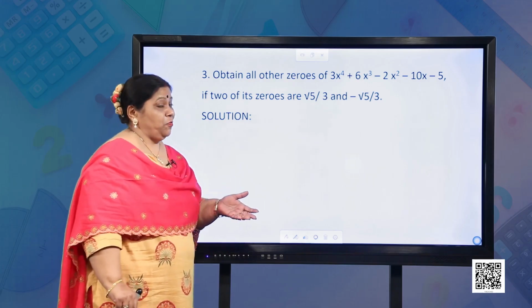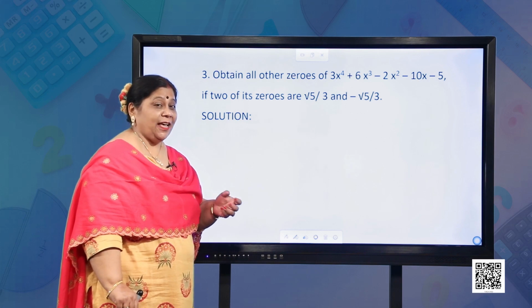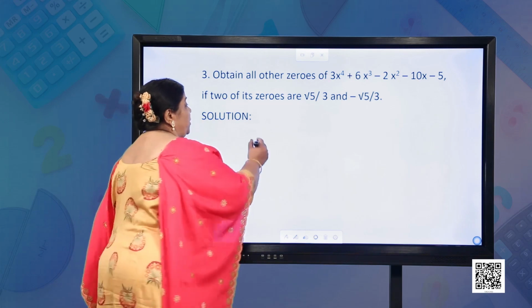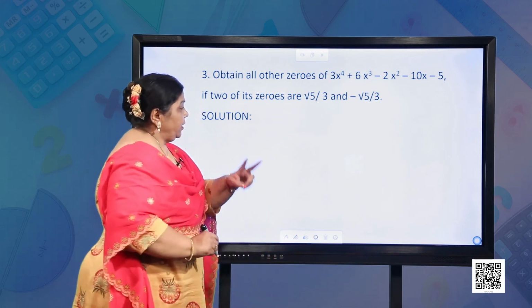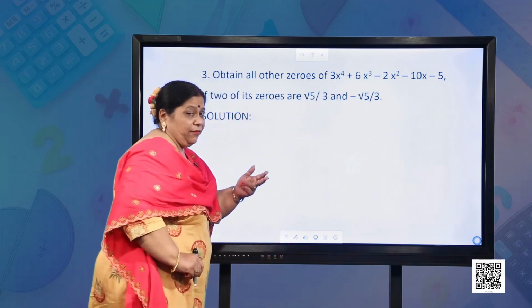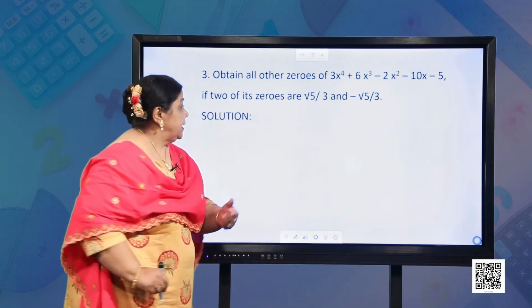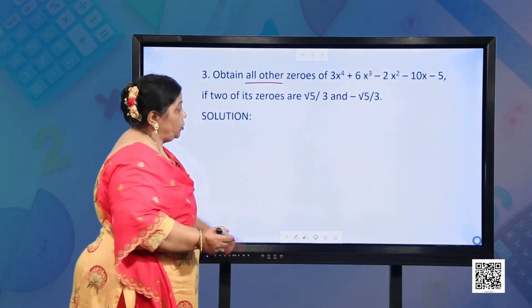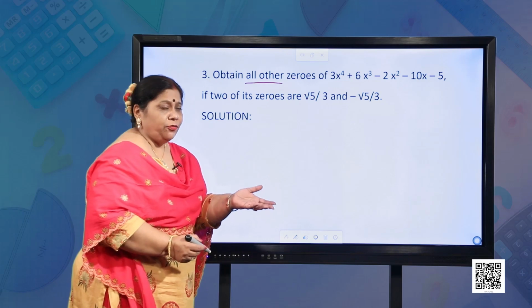This question is very important from examination point of view. It has been asked in board exams many times. So, let us see how we can do it. We are already given two zeros and here degree is 4. So, what does it convey? It has two more zeros. That is why it is asking all other zeros. Okay. So, two zeros are given, two more I need to find.